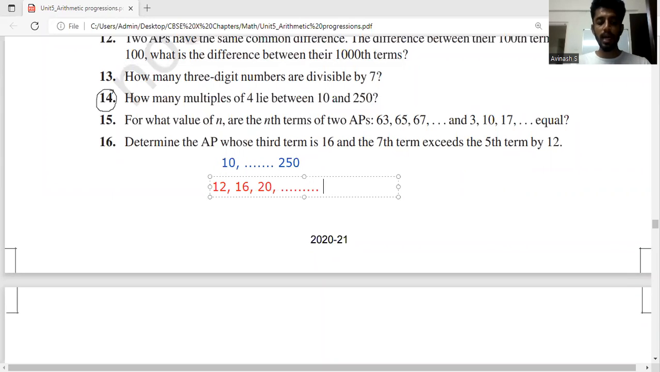And we also know that the last number would be 248. So the range is from 10 to 250. They have asked for multiples of 4. Multiples of 4 in the sense 4 1 times, 4 2 times, 4 3 times, all that, the tables thing.